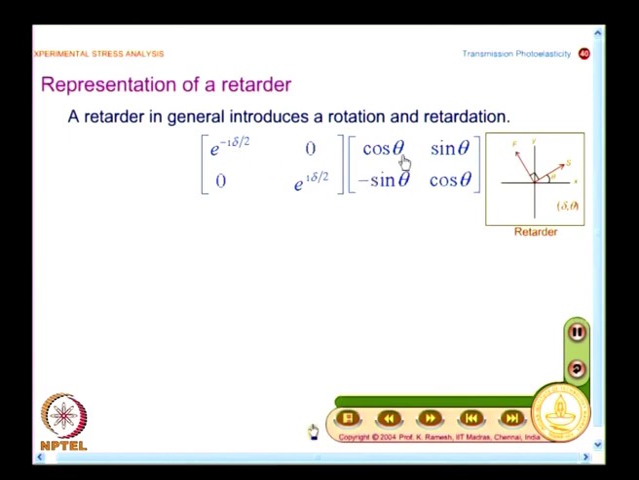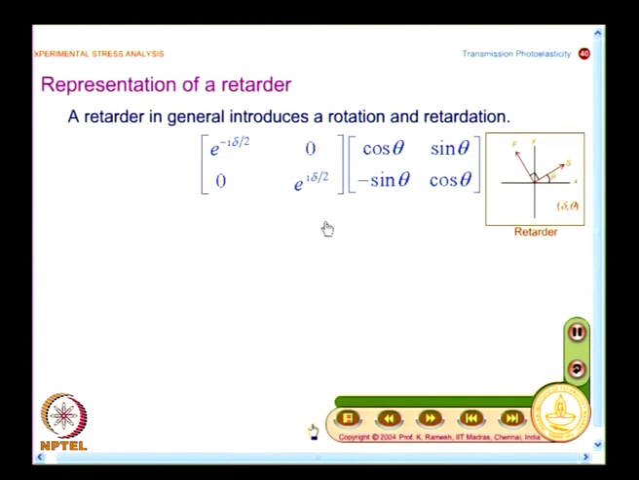If I had referred theta with respect to the fast axis, this would change to what? This would become e power i delta by 2. Because I refer theta with respect to the slow axis, I put this as e power minus i delta by 2. Then the fast axis will give e power i delta by 2. I have already rotated with respect to the reference axis of the retarder, and I introduce retardation only along those reference axes.